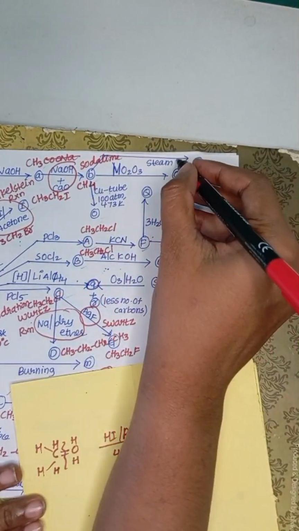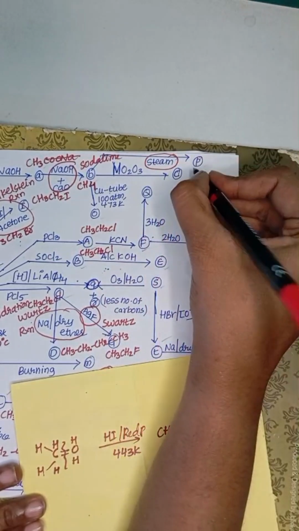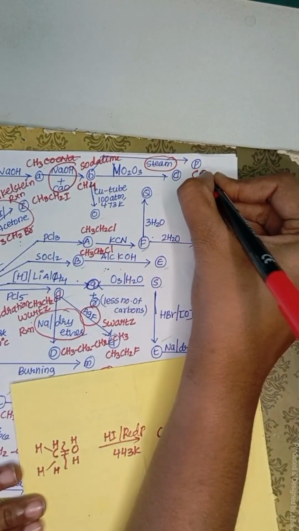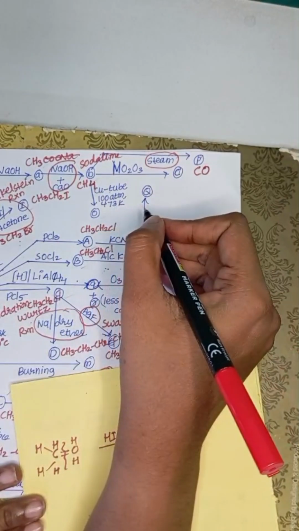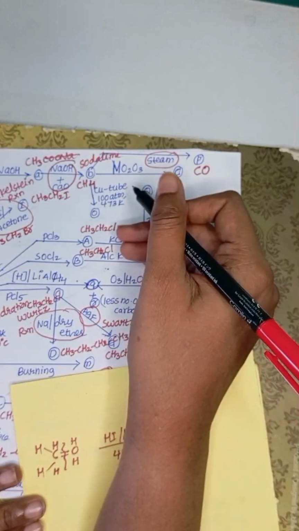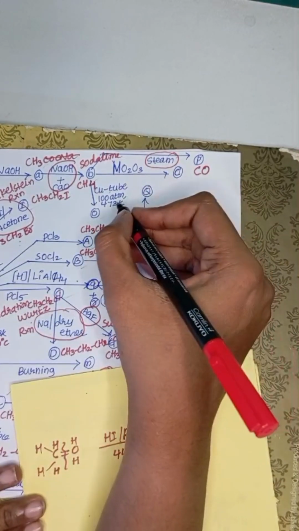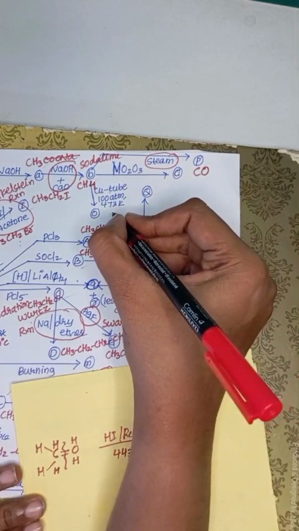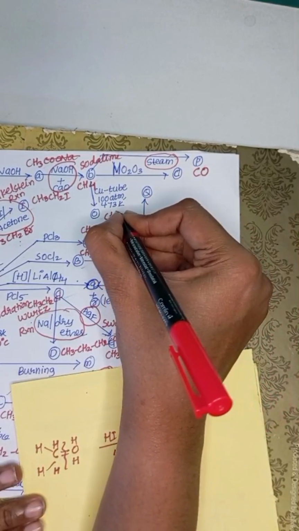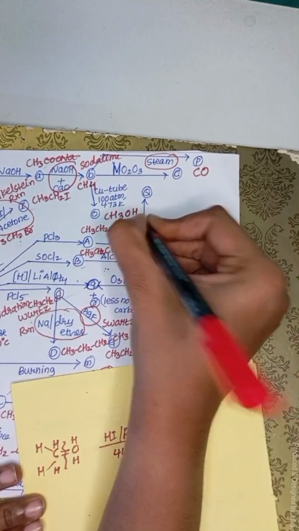When methane reacts with hot water or steam, it forms carbon monoxide. Whenever methane is passed over a copper tube at 100 atm of pressure and 473 Kelvin, it forms methyl alcohol.